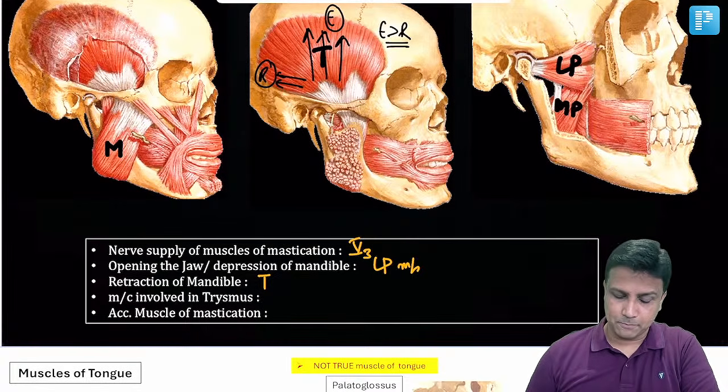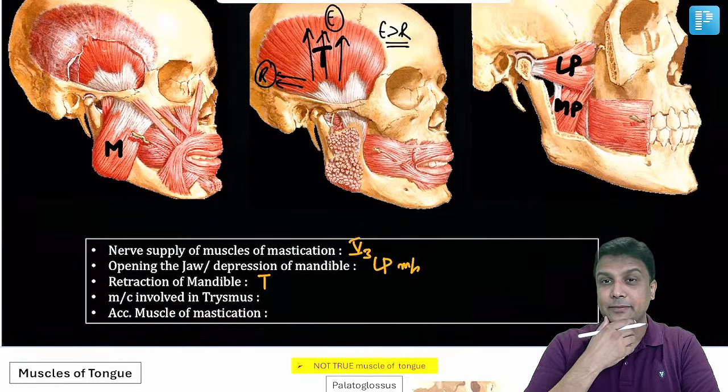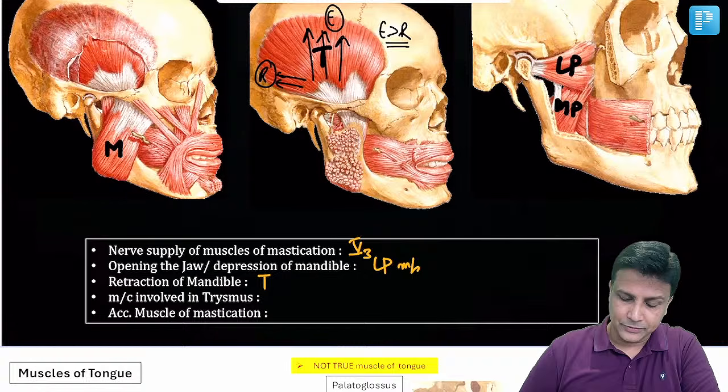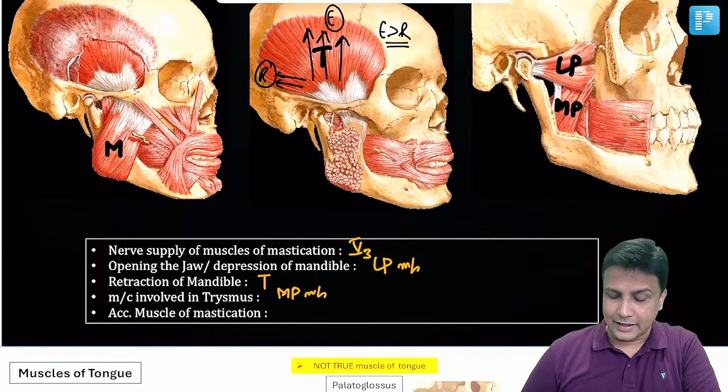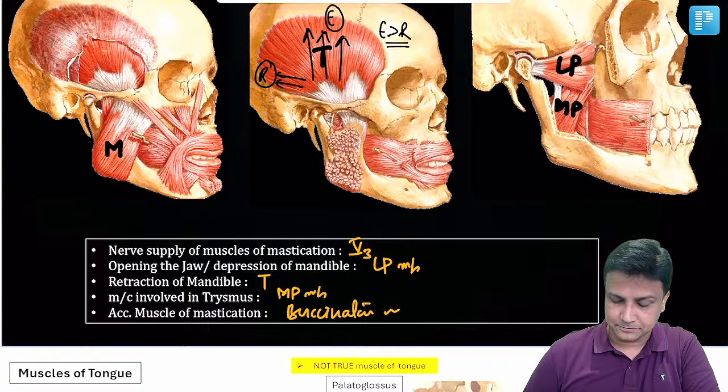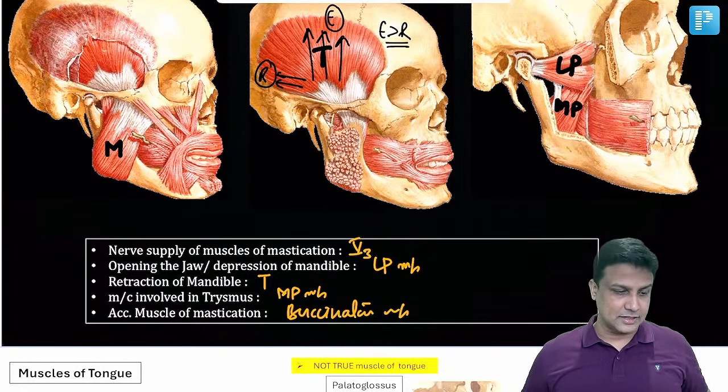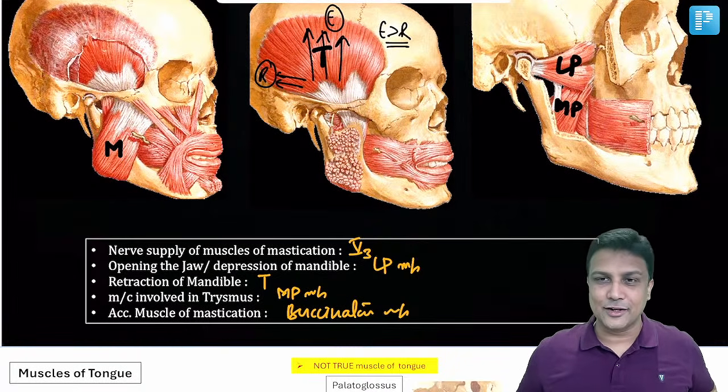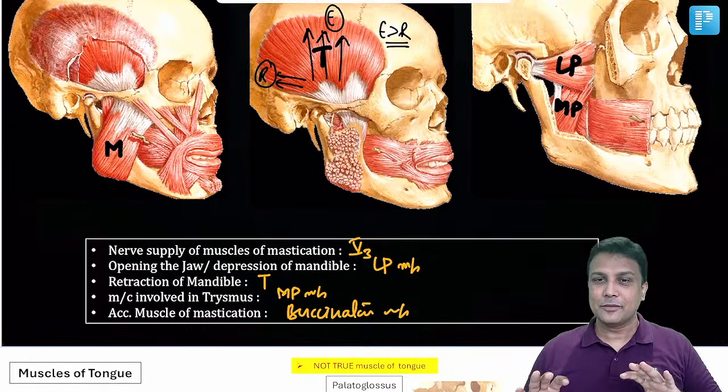Just now I told you. Most commonly involved in trismus. Trismus is nothing but the locked jaw. Locked jaw, the medial pterygoid muscle will be involved here. And the accessory muscle of mastication here will be the buccinator muscle. That is your buccinator muscle, guys. If you remember these 5 points here, you will be able to solve all the questions possible here.